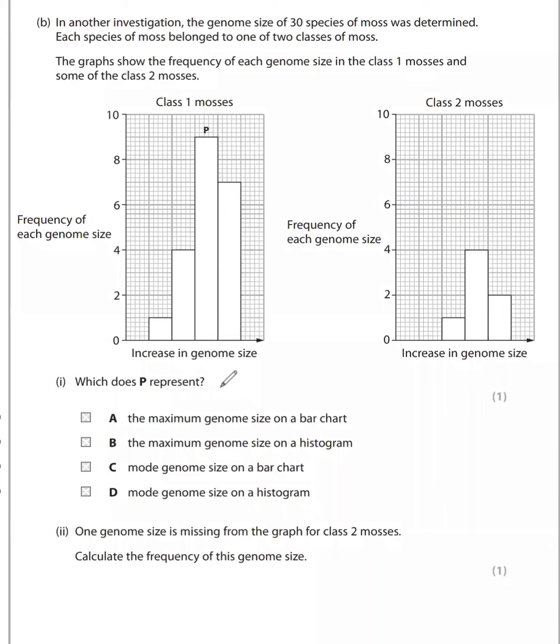Okay, so if you read the question carefully, you'll find that in this investigation, there are 30 species of mosses. Obviously you'll be reading these things in detail, but I'm not reading it that much. The question is that out of these 30 species, some of them are classified under class 1 and some of them are classified under class 2.